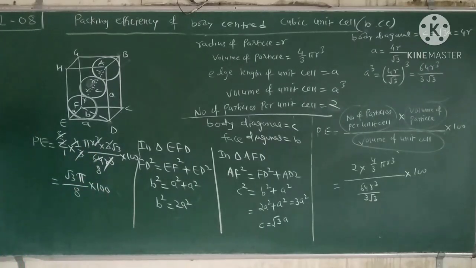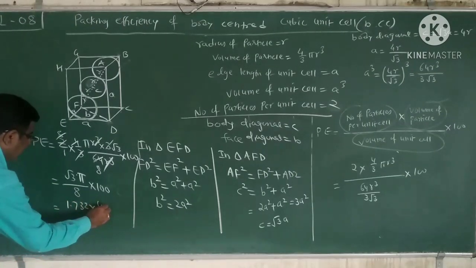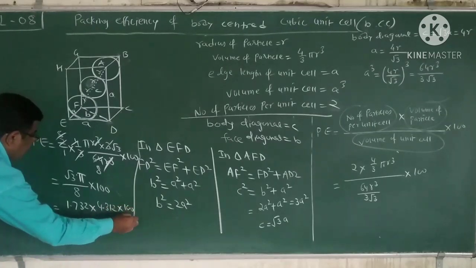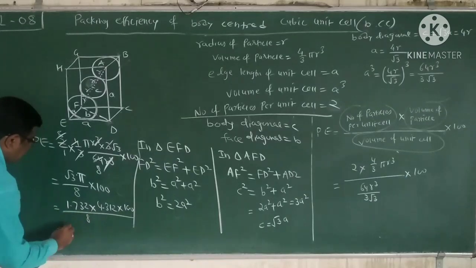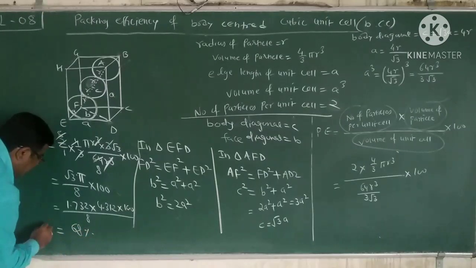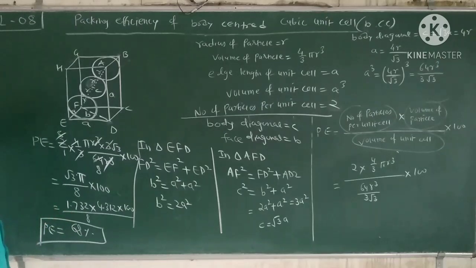multiplied by 100. Root 3 is 1.732. Pi is 3.14. 1.732 into 3.14 into 100 by 8. And this you have to remember, result 68% is the packing efficiency. Vacant space is 32%. In FCC, packing efficiency was 74% and vacant space is 26%. But here it is 68% occupied and 32% vacant.